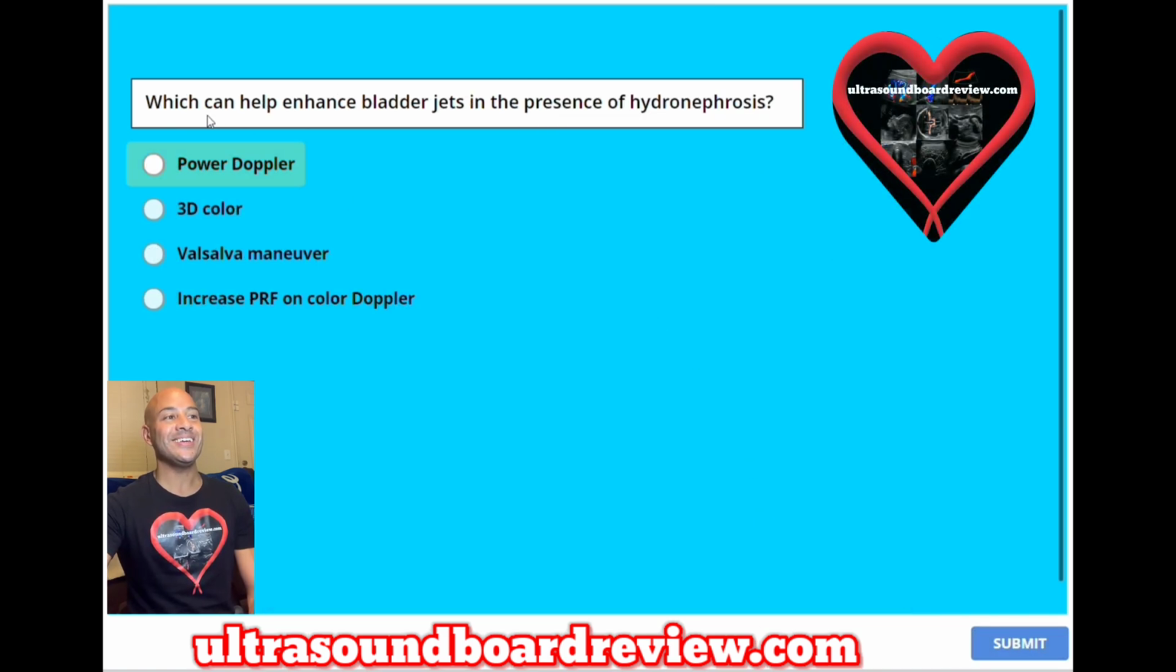Question 117. What can help enhance bladder jets in the presence of hydronephrosis? A, power Doppler, B, 3D color, C, Valsalva maneuver, or D, increased PRF on color Doppler? The answer is A, power Doppler.